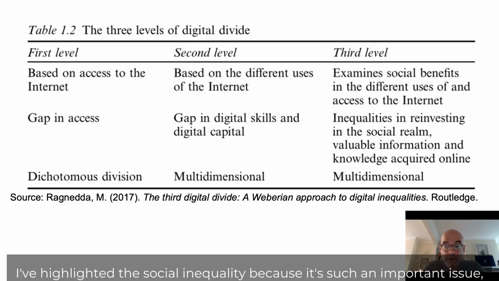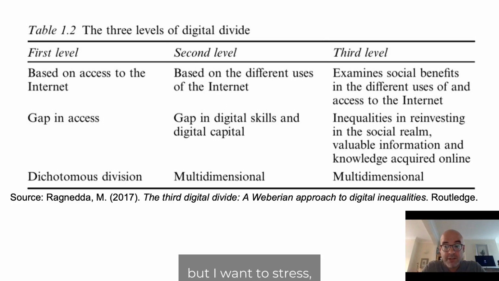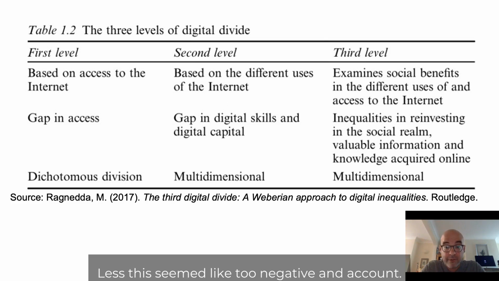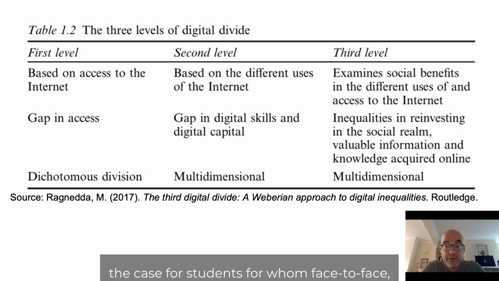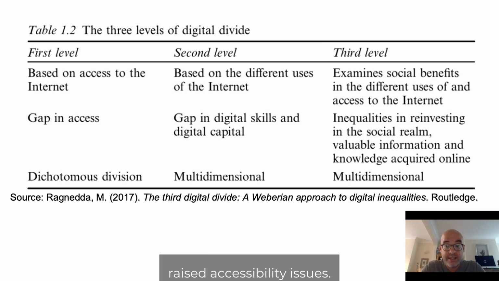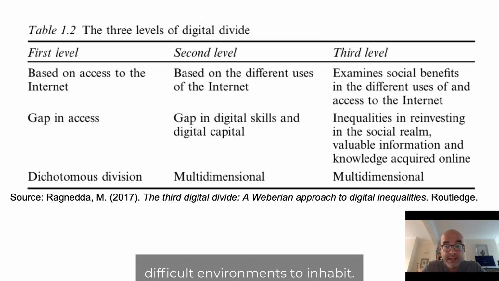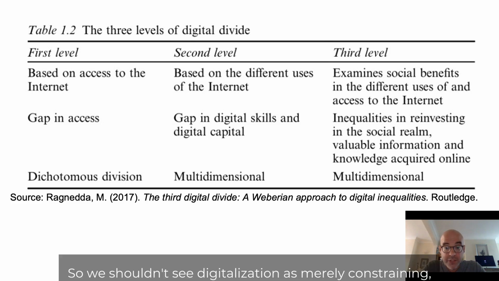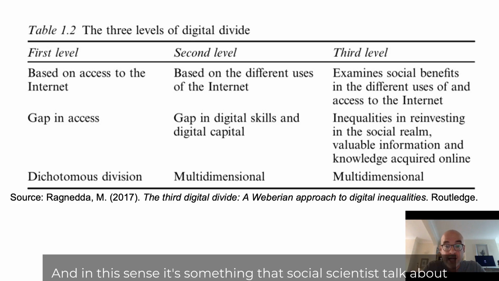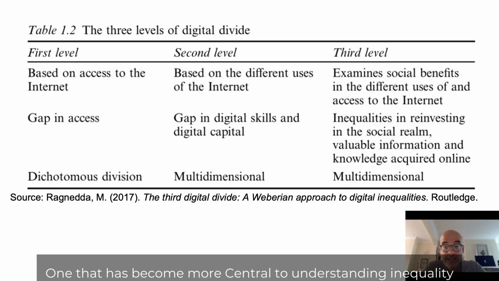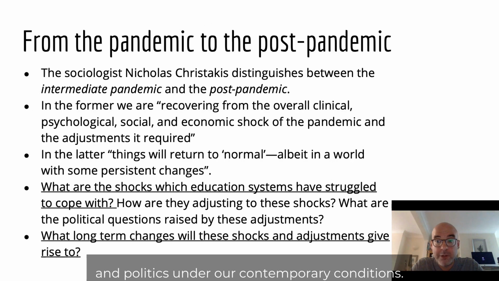I've highlighted digital inequality because it's such an important issue, but I want to stress that remote learning can be enabling as well, lest this seem like too negative an account. This is most obviously the case for students for whom face-to-face interaction raised accessibility issues, or those for whom school and universities were, for any number of reasons, difficult environments to inhabit. So we shouldn't see digitalization as merely constraining, but we should see it as enabling as well. And in this sense, it's something that social scientists talk about as a social structure, one that has become more central to understanding inequality and politics under our contemporary conditions.